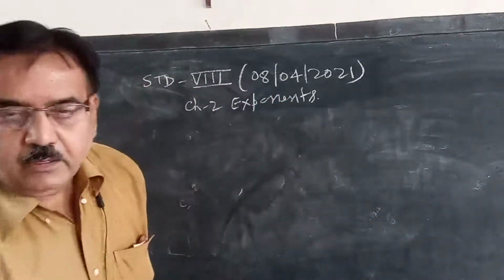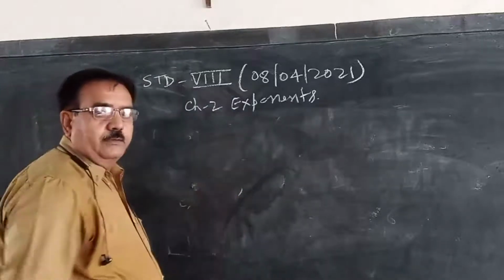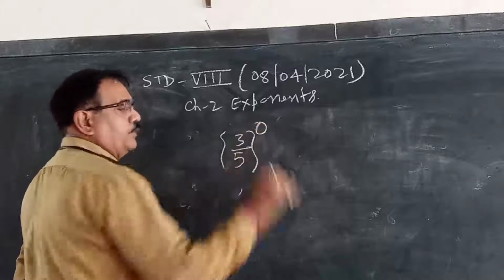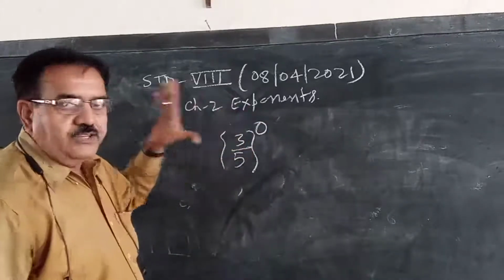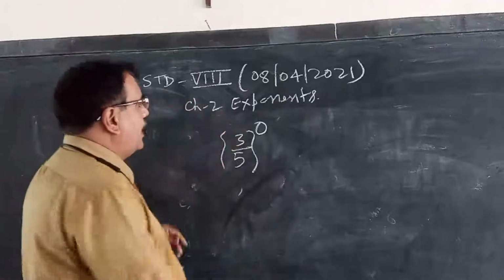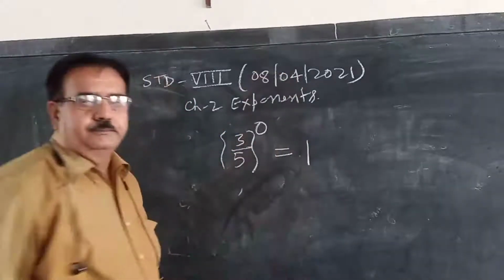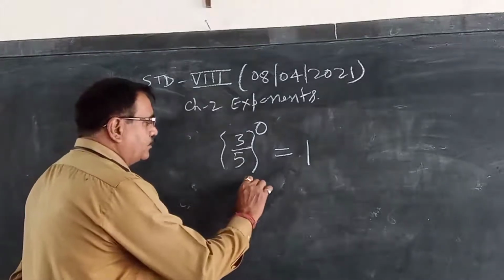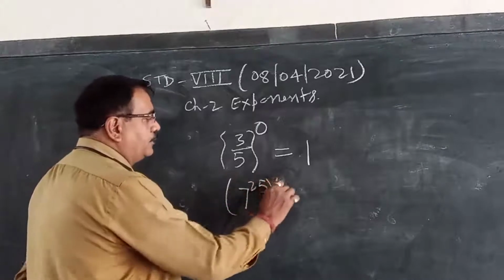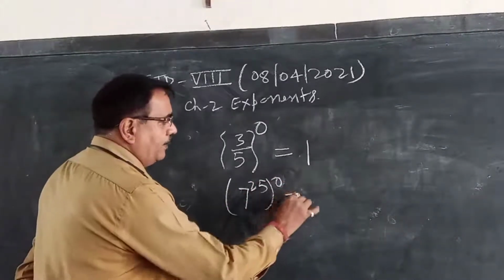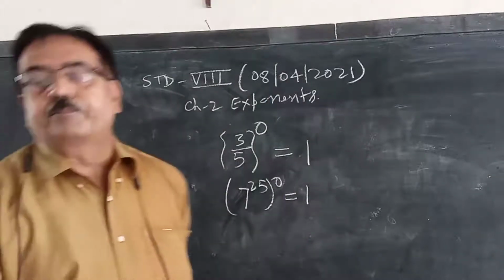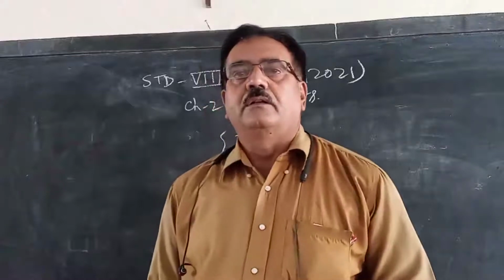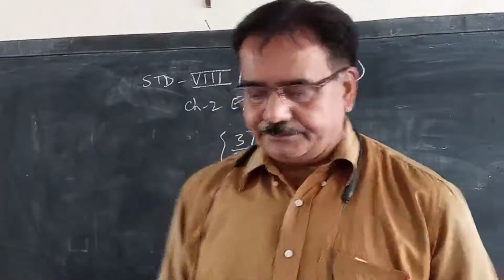Now, remember this one, a very important point. If any value, like 3 to the power 0 or 5 to the power 0, is given, if the power is 0, its value will always be equal to 1. Do you follow? Like 725 to the power 0. What will be the value? The value will be equal to 1. If the power is 0, immediately write that the value is equal to 1.